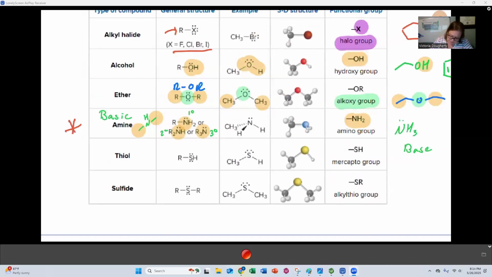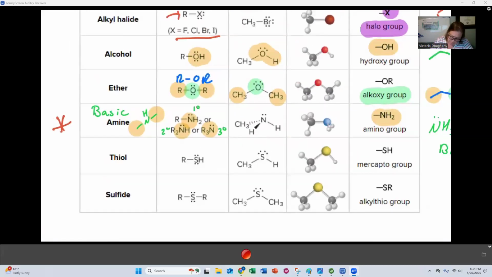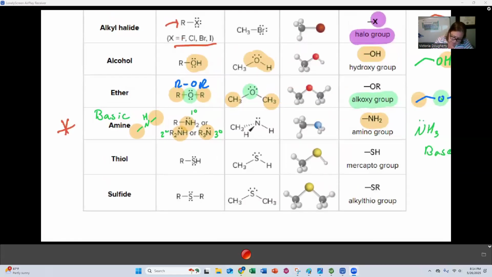The next one is an SH group. I know you guys have got to remember a lot of stuff, but if you look at alcohol up here, it's OH. If you look at thiol over here, it's SH. Its functional group is called a mercapto. Kind of cool, mercapto.